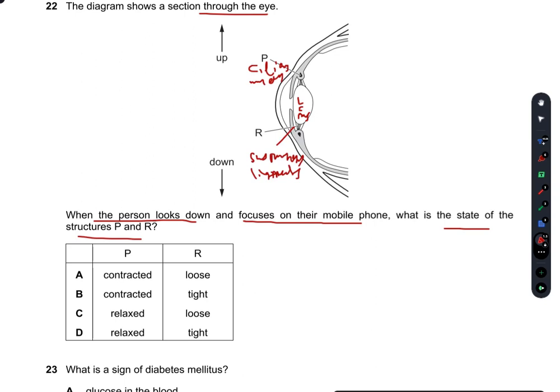So what is the state of the structures P and R? We are looking at something which is very close to our eyes. So one thing is for sure, that our ciliary muscles would contract, they would not be relaxed. If these ciliary muscles contract, then automatically the suspensory ligaments would become slack, and this would help the lens to become more thick. So B is the right option.